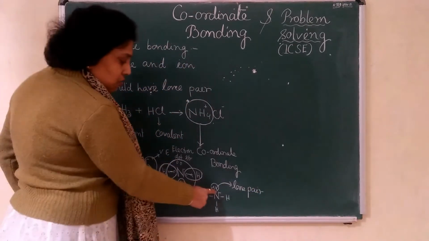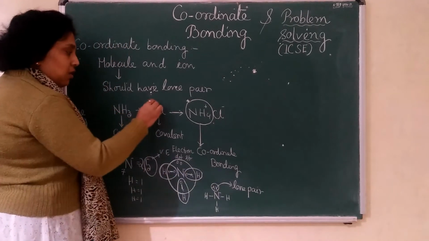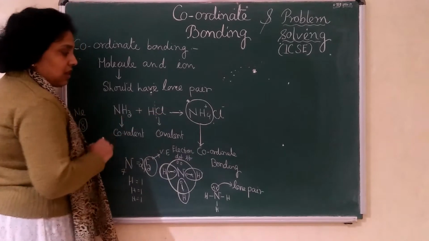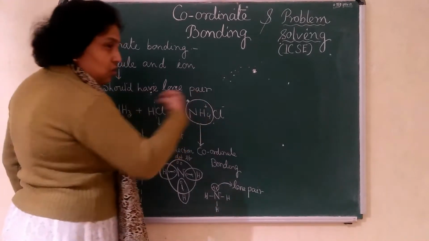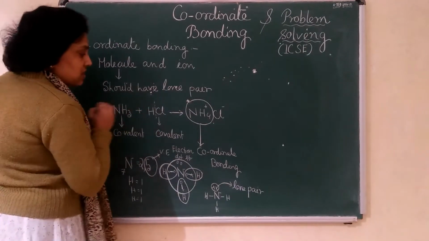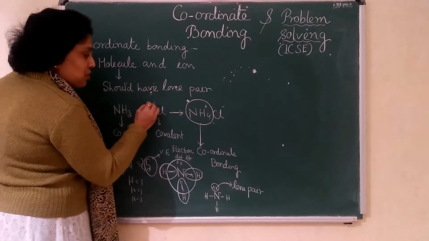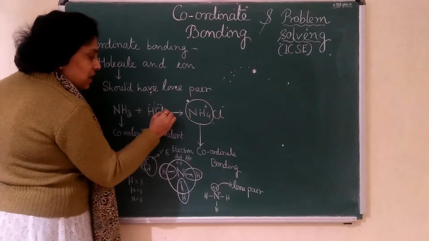Now what will happen? It will bond with an H plus ion. H plus from where? When this bond breaks, chlorine has more electronegativity, so chlorine will abstract the electron from hydrogen. Hydrogen has 1 electron and chlorine has 7 electrons.